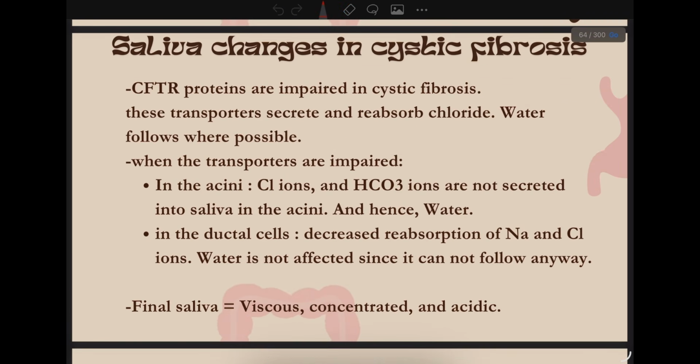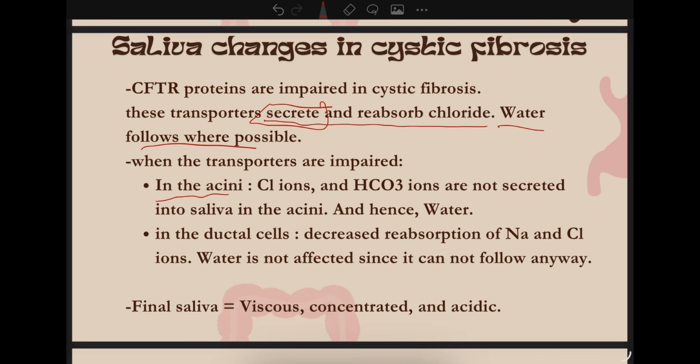Now, the CFTR proteins. CFTR proteins are channels for chloride. They secrete and reabsorb chloride depending on where, but let's say that they mostly secrete. And water will follow where possible. So, now think with me what will happen when it's impaired.